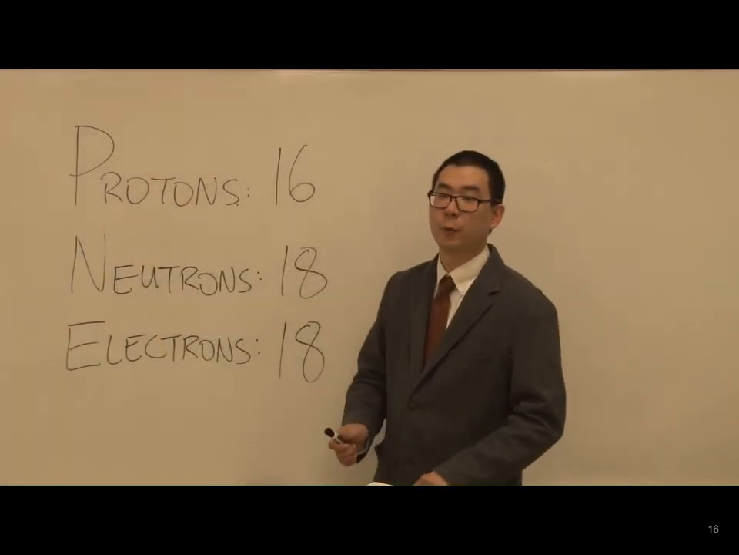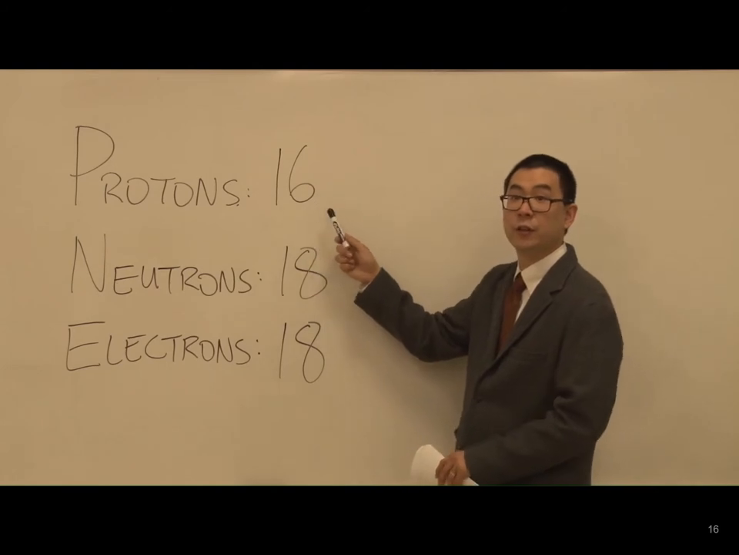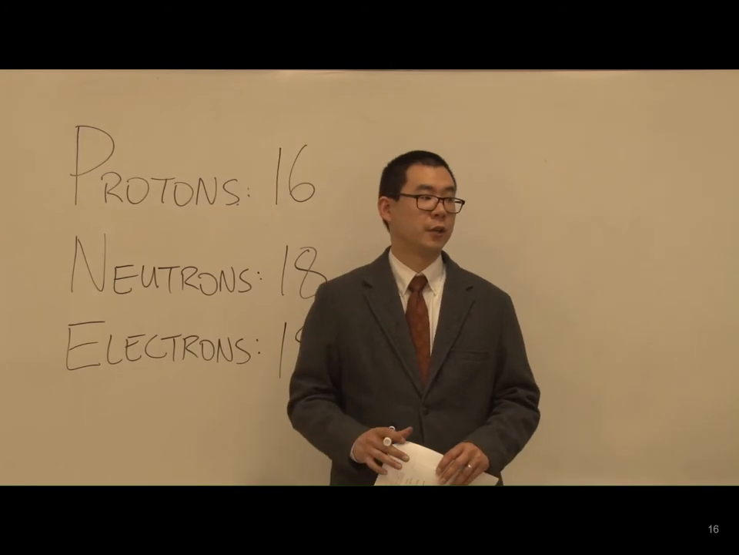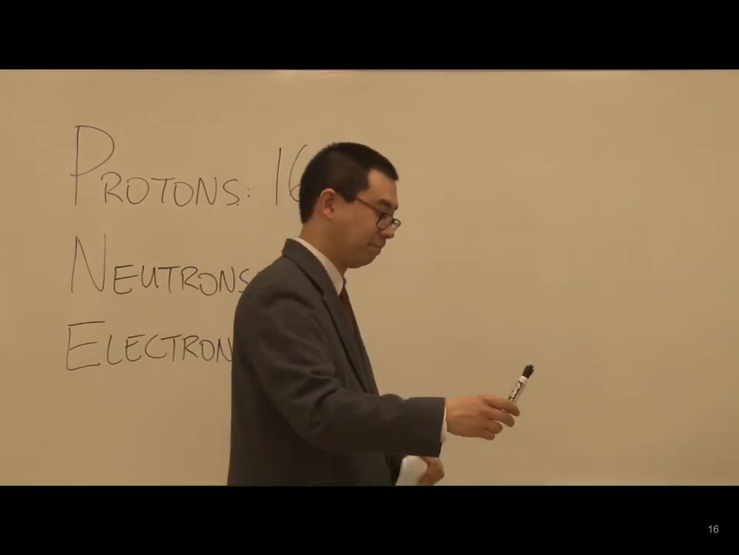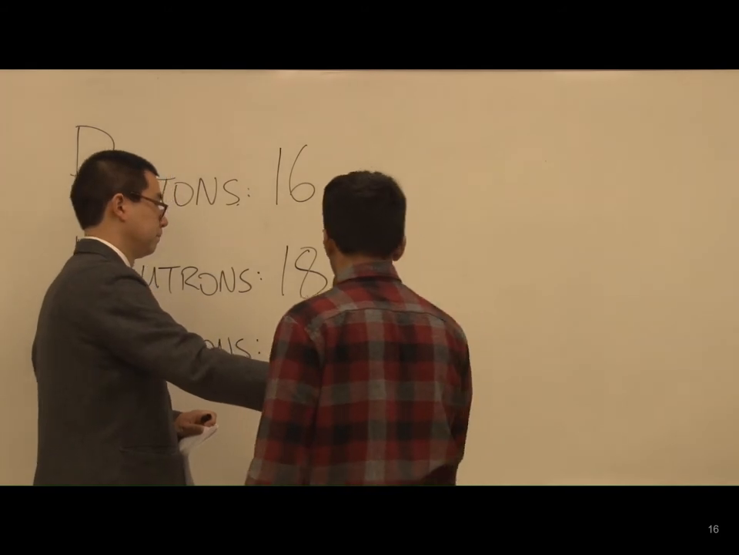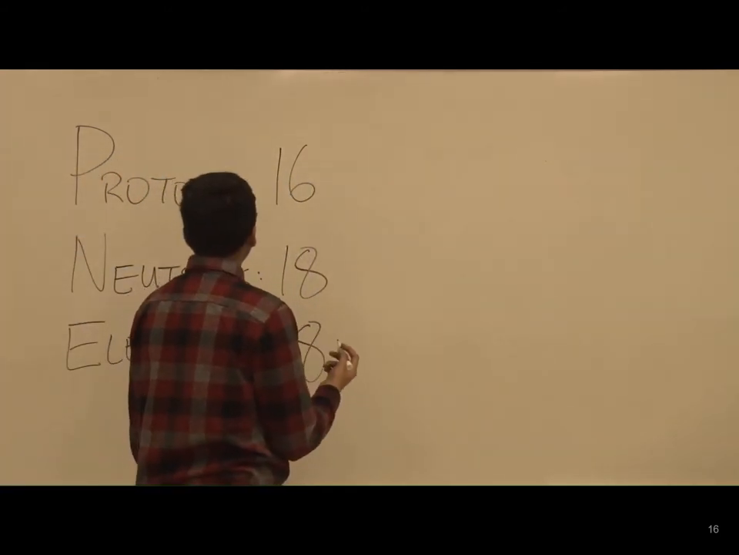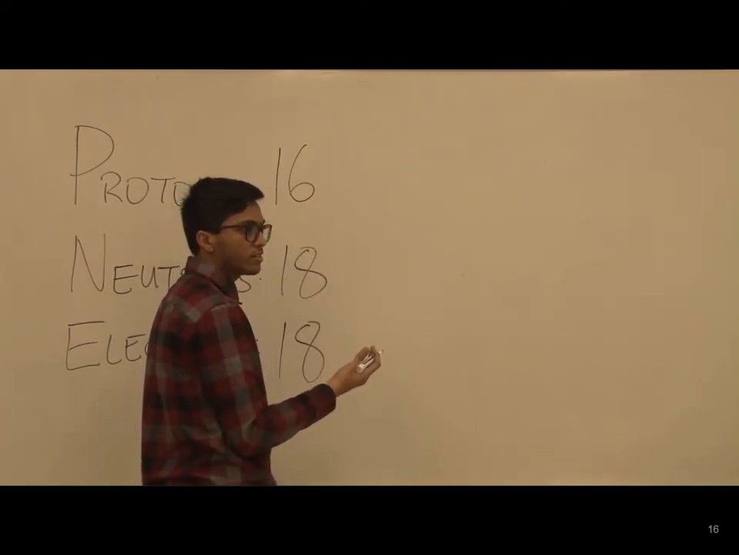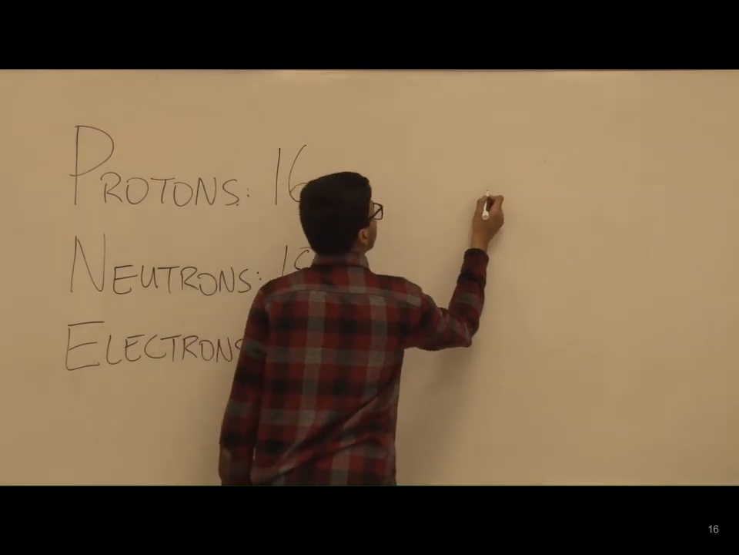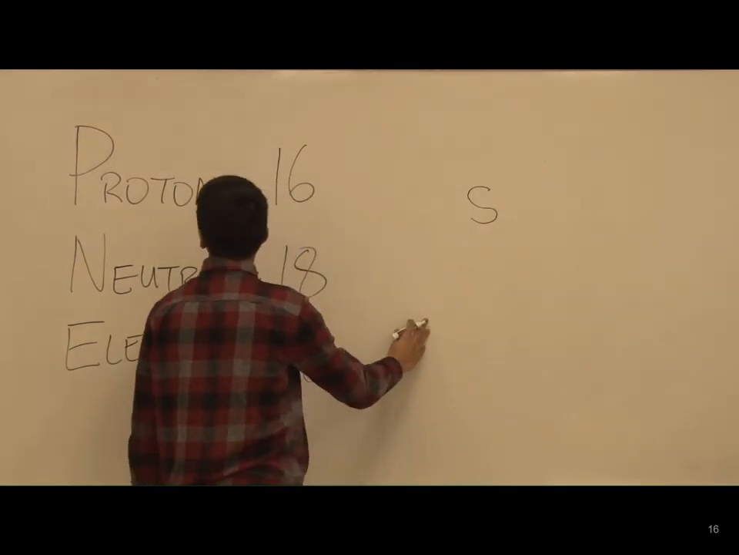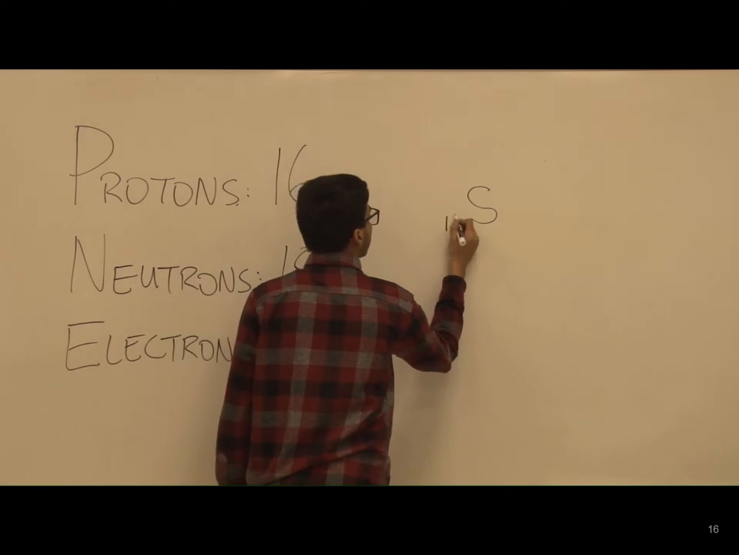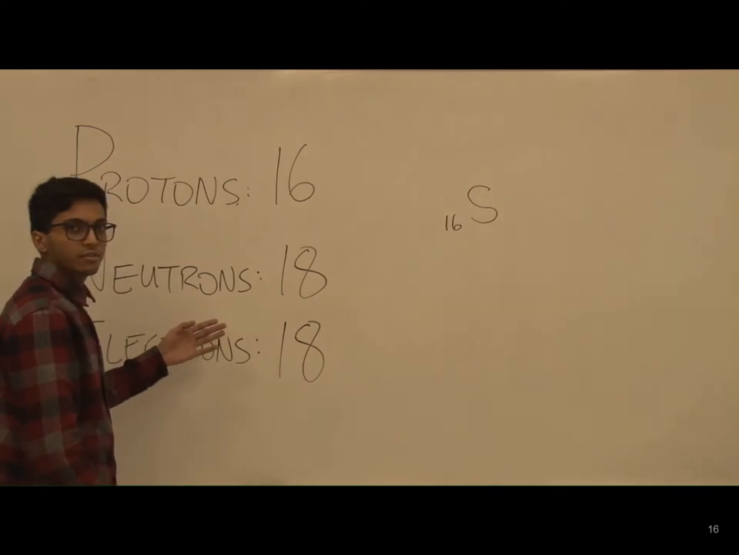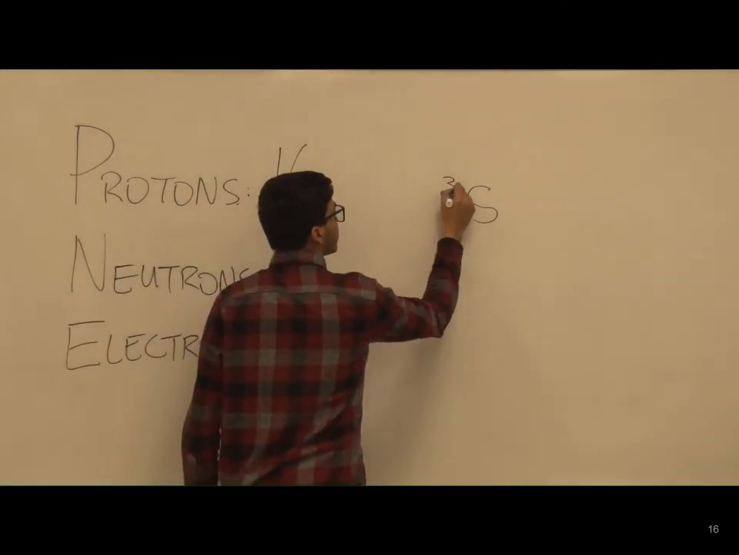Okay, so let's do another example where we're working backwards. We have now the protons, neutrons, and electrons. Let's see if we can create the atomic symbol with the charge. Any takers? Okay, all right, Vimala. So from what we know already, the protons should be the same as the atomic number. And the element with 16 protons on the periodic table is sulfur. So sulfur's symbol is S, and the atomic number is 16. Now, the mass number is the number of protons plus neutrons. So 16 plus 18 would give us 34.